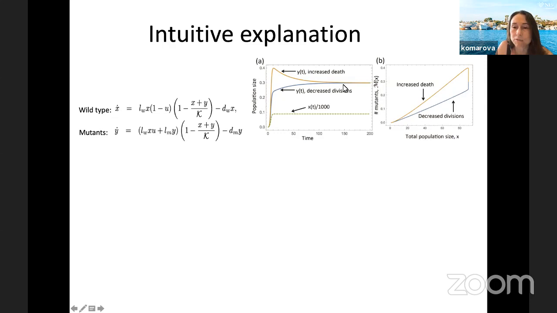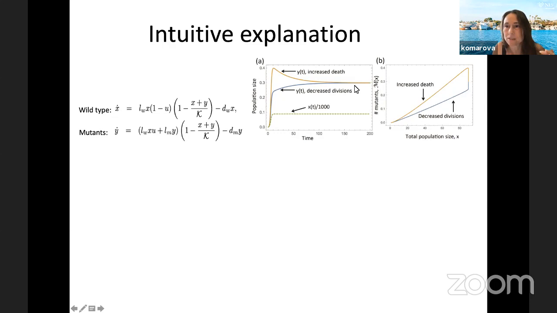But the two types of mutants that we consider here behave differently. One type of mutants is characterized by decreased divisions, they divide less, and they grow out and increase to this limit. On the other hand, mutants of increased death overshoot and come down. Why is that? Mutants with increased death have the same division rate as normal cells. So initially, they don't even know that they are mutants. They divide in the same way as normal cells. So they grow faster, and then the death rate takes its toll and they come down like this.